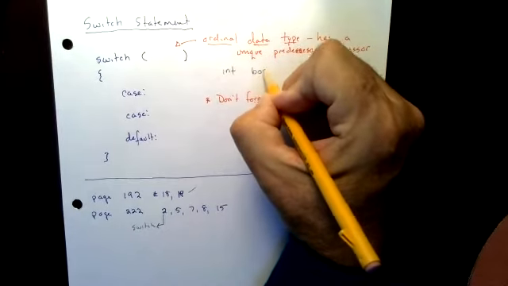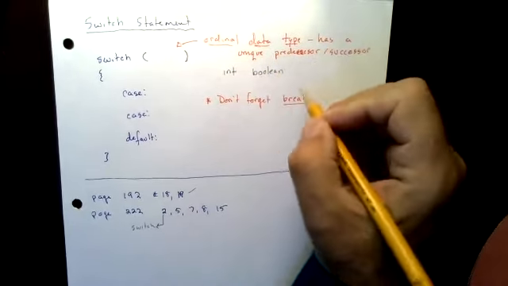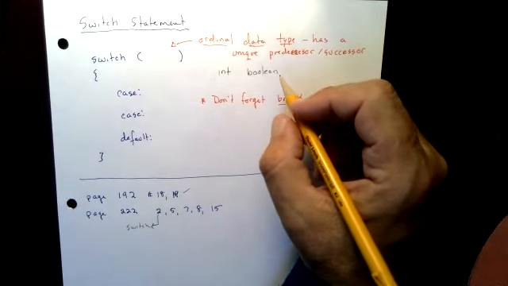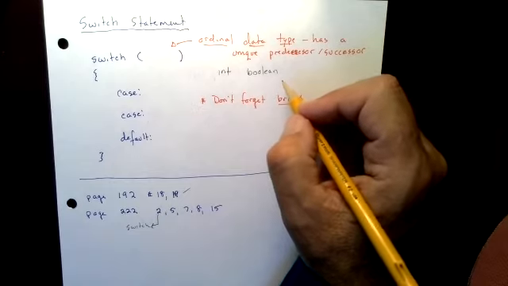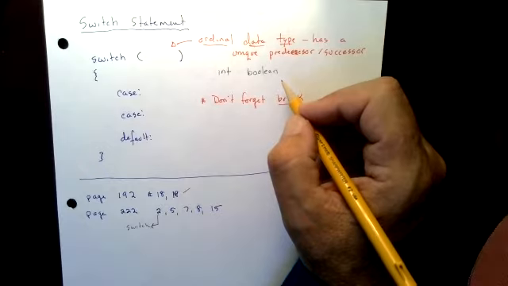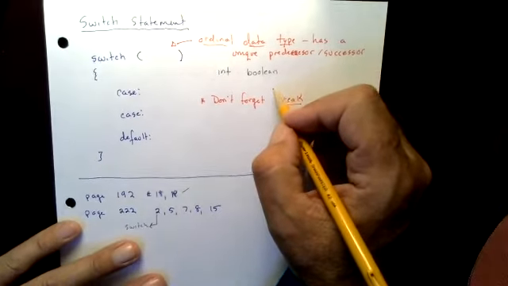Boolean, is that an ordinal data type? What comes before true? False. What comes after true? Nothing. False. Yep, it just keeps wrapping around. Okay, true and false and true and false. It'll just keep wrapping around.